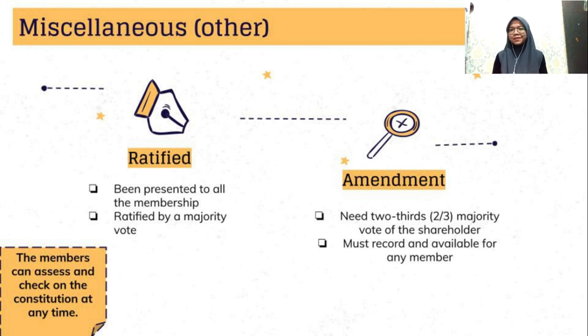So the next slide will be for the miscellaneous or other things included in our constitution, which will be ratified. Ratified means that this constitution has been presented to all of the company membership and also ratified by the majority vote. So any amendment regarding our constitution needs a 2/3 majority vote of the shareholders. Any amendment or changes in our constitution must be recorded and available for any member for inspection purposes. And there is a note stating that members can access and check the constitution at any time.